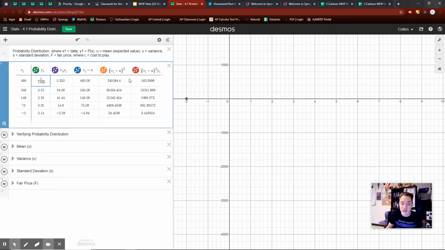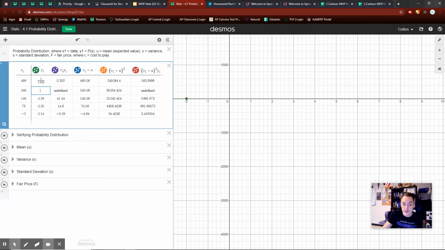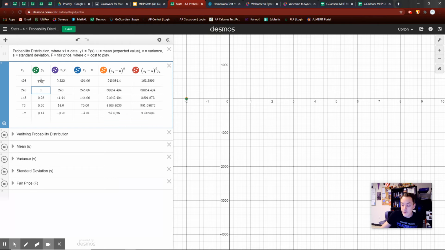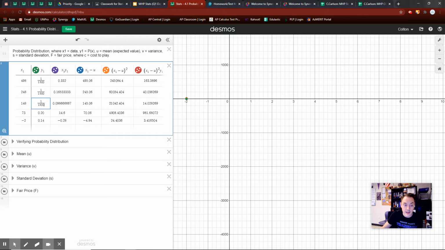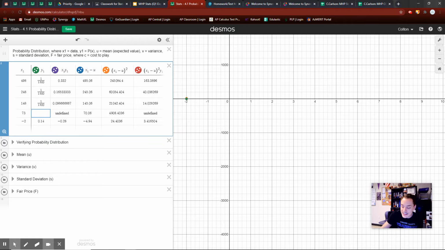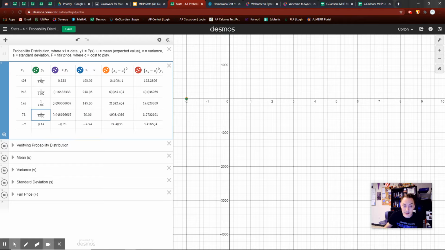Notice how everything else is changing? How many winning tickets are there for the second prize? One winning ticket out of what's the total? 1,500. Same thing here. How many winning tickets for the third prize? One out of what's the total? 1,500. And then for the fourth prize, you guessed it, it's going to be the exact same thing. Exact same thing.